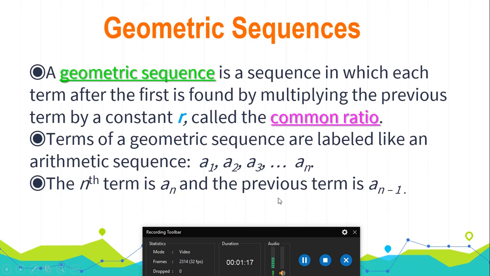But just so you know, the term that comes before it, if it's not numbered, would be a, and then in subscript n minus 1. So if you were looking for a sub 10, then n minus 1 would be a sub 9. So it looks like fancy terminology, but it just refers to the term that came before.